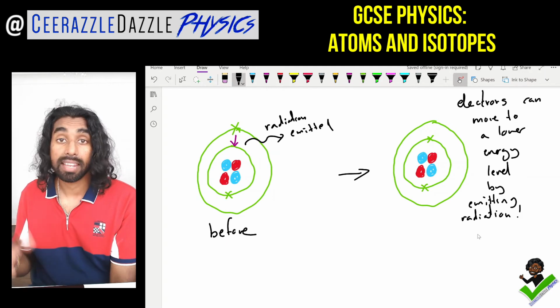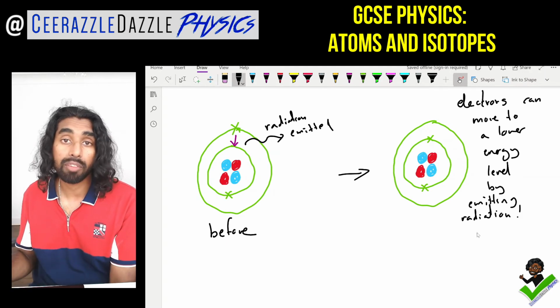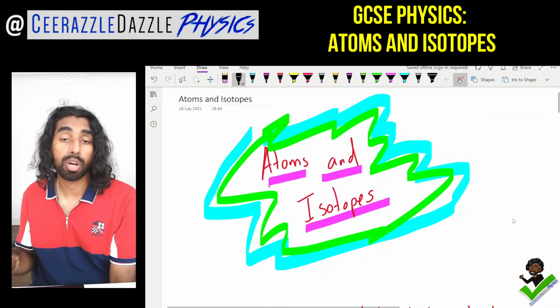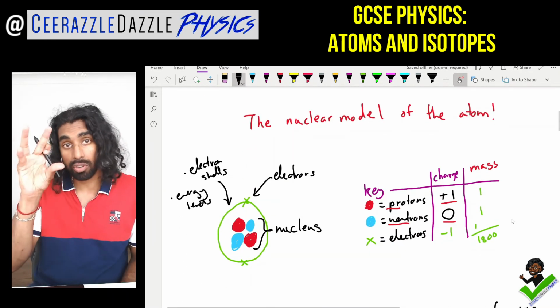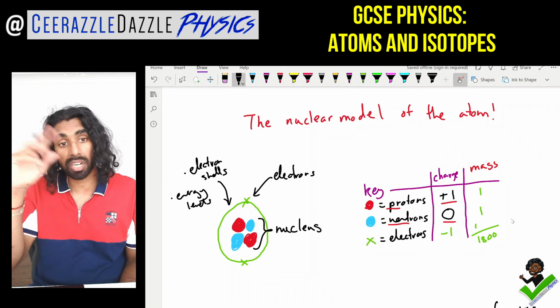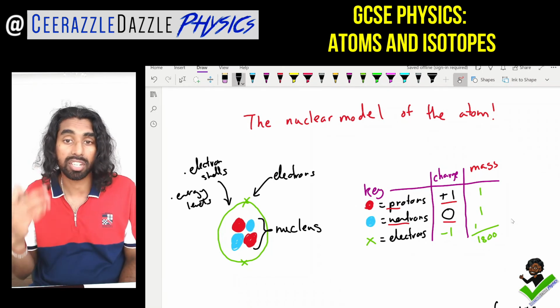Okay, and that's it for today. Let's have a quick recap right from the top. So from the top, atoms and isotopes. I introduced you to the nuclear model. I defined the nucleus being the center of it and electrons orbiting around in electron shells or energy levels.